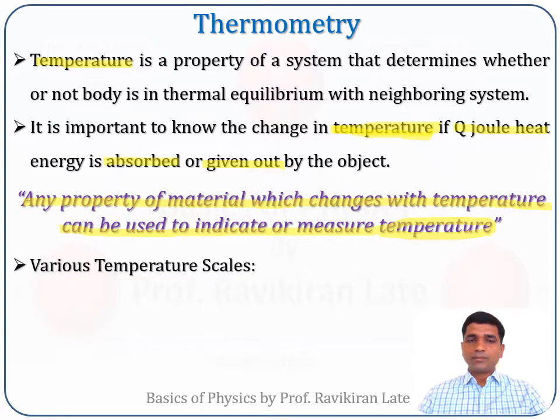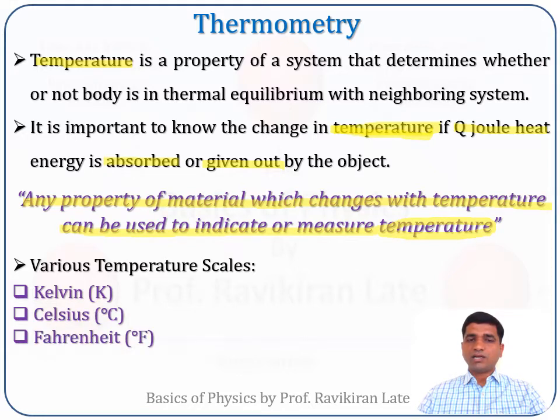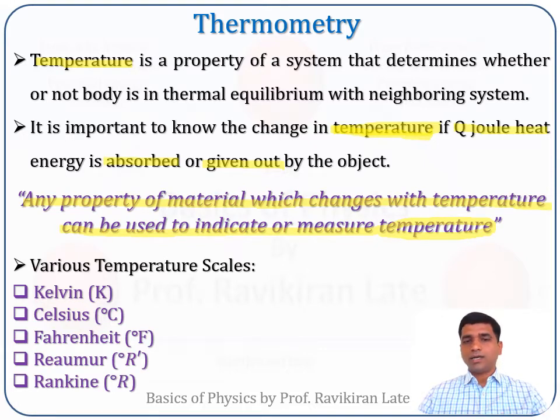Now, in order to measure the temperature, various temperature scales were proposed by various scientists. What are those temperature scales? The first is Kelvin. Then you have the Celsius scale, then the Fahrenheit scale, the Romer scale, and the Rankine scale. These are the various scales for the measurement of temperature. Depending upon the range of temperature in which we are interested, you can implement any one of these scales for the measurement of the temperature of a given object. In today's session, we'll be discussing these temperature scales one by one, each in detail.